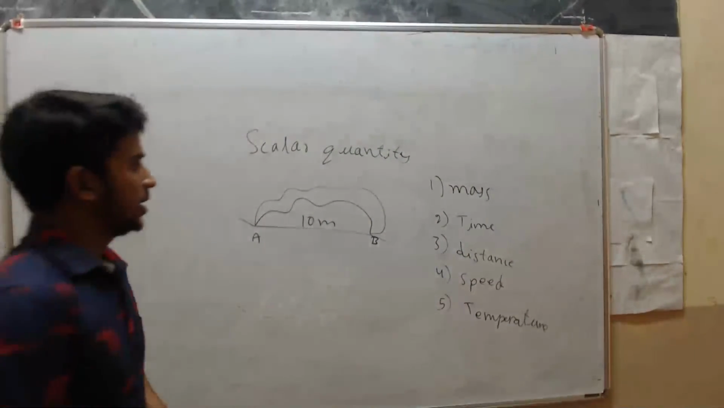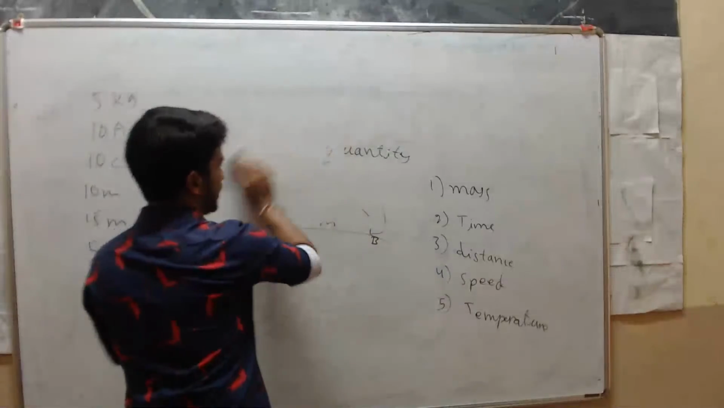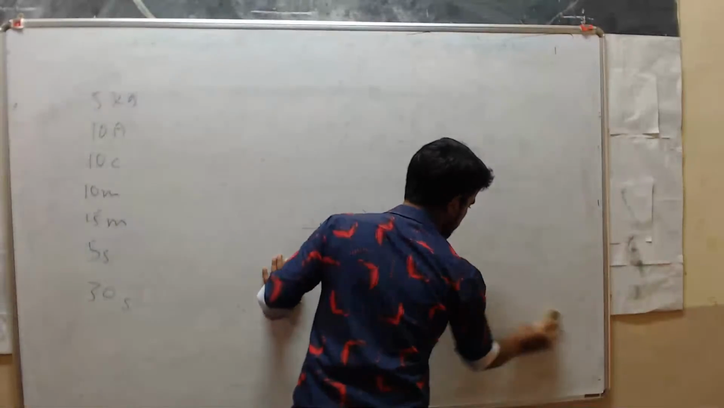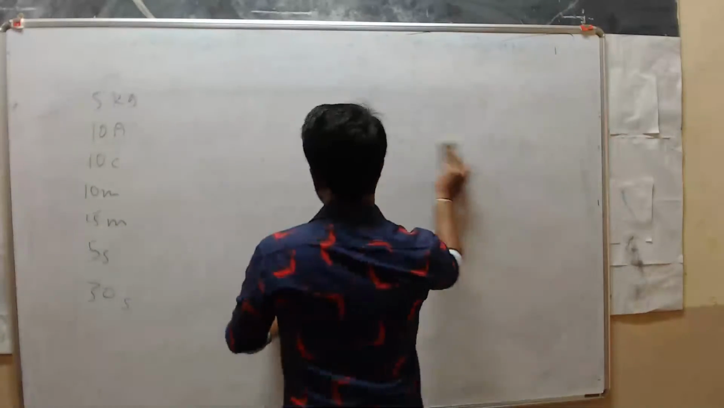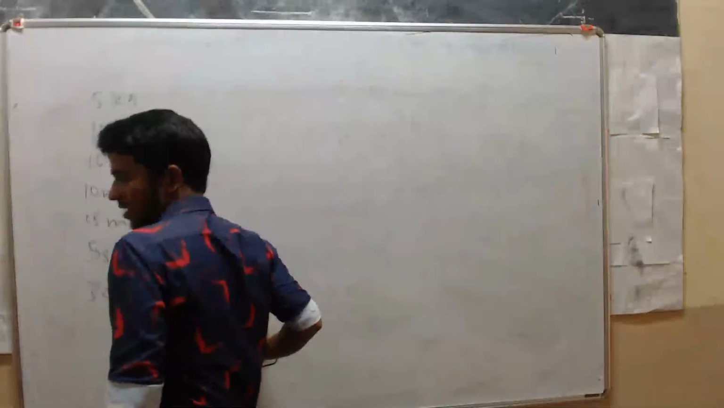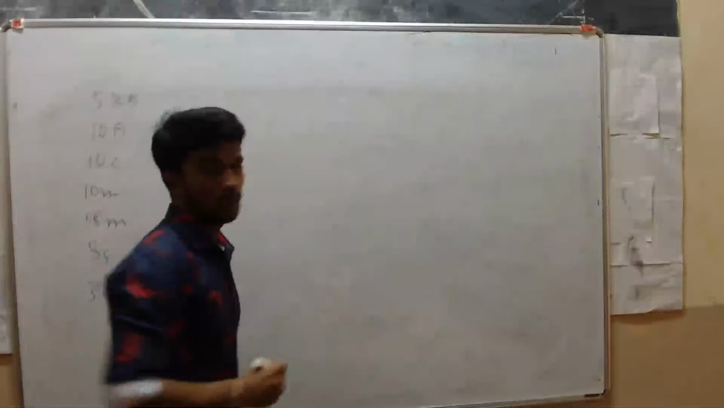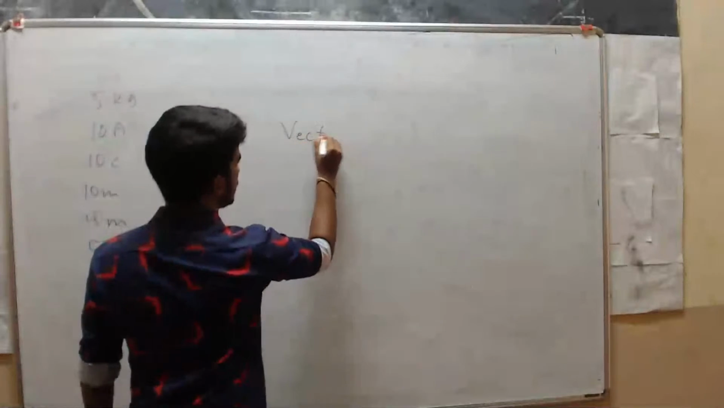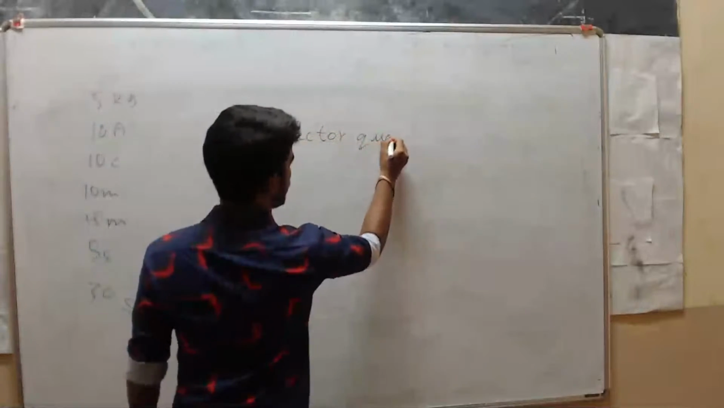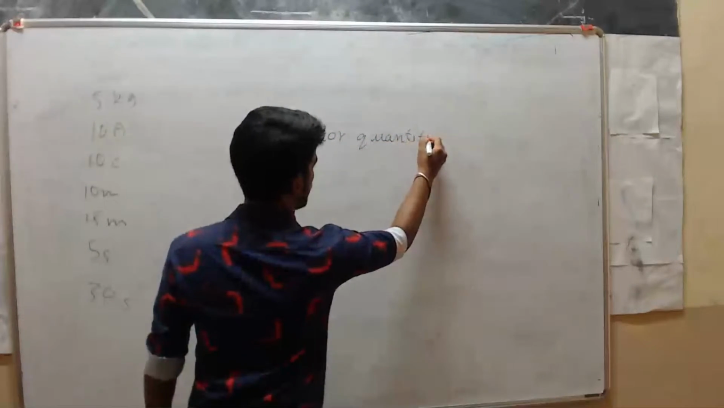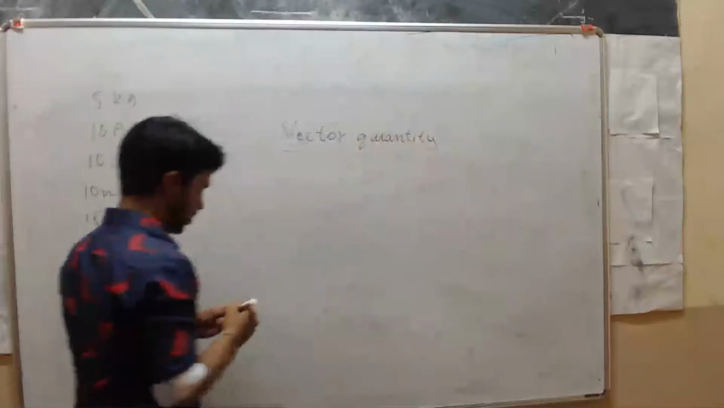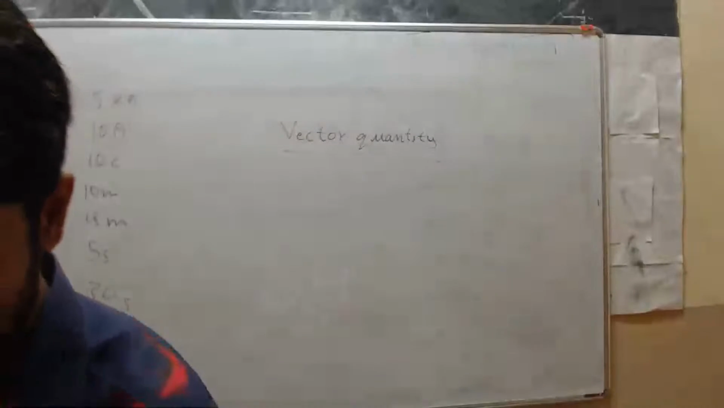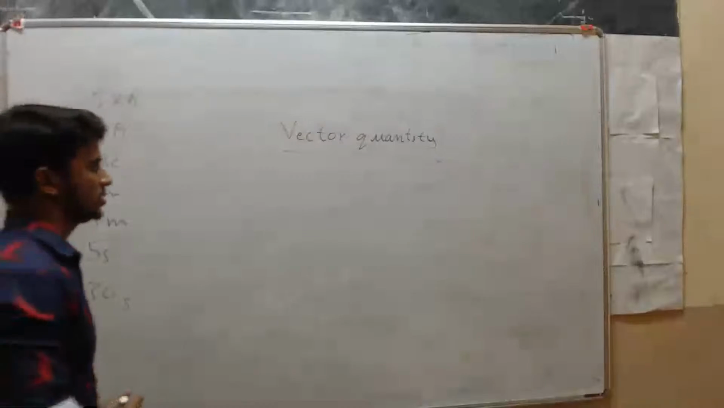Okay. Next, move to vector quantity. So vector quantity means it has both magnitude and direction. It has both magnitude and direction. Okay. Vector quantity. It has both magnitude and direction. See here.